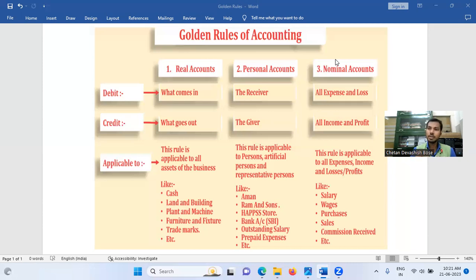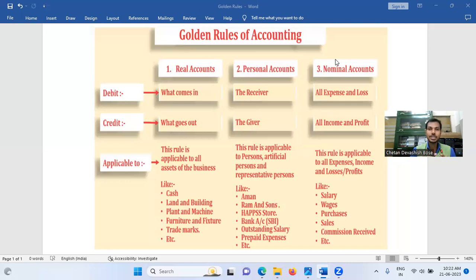If a given account is a real account and it is coming into the business, then it would be posted at the debit side. And if a given account is a real account which is going out of the business, it would be posted at the credit side. Let us try to understand with an example.